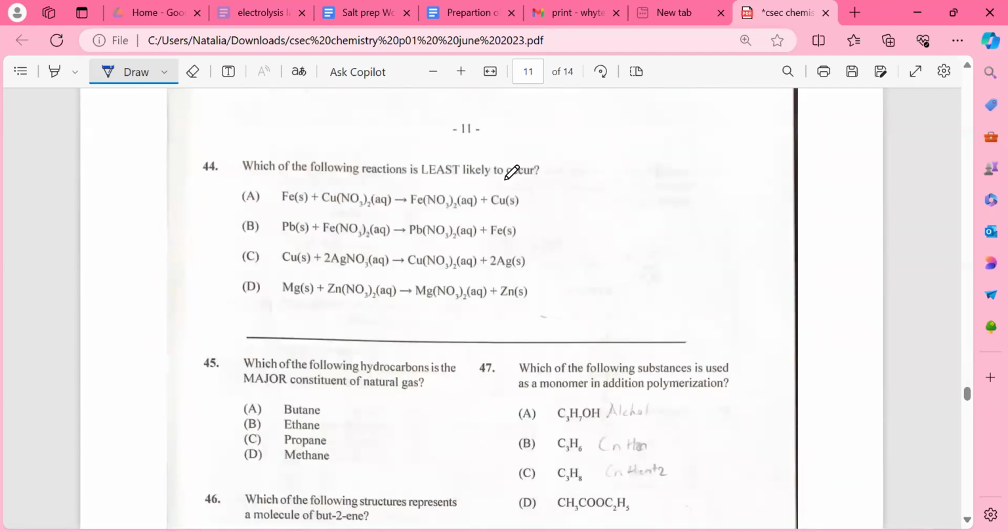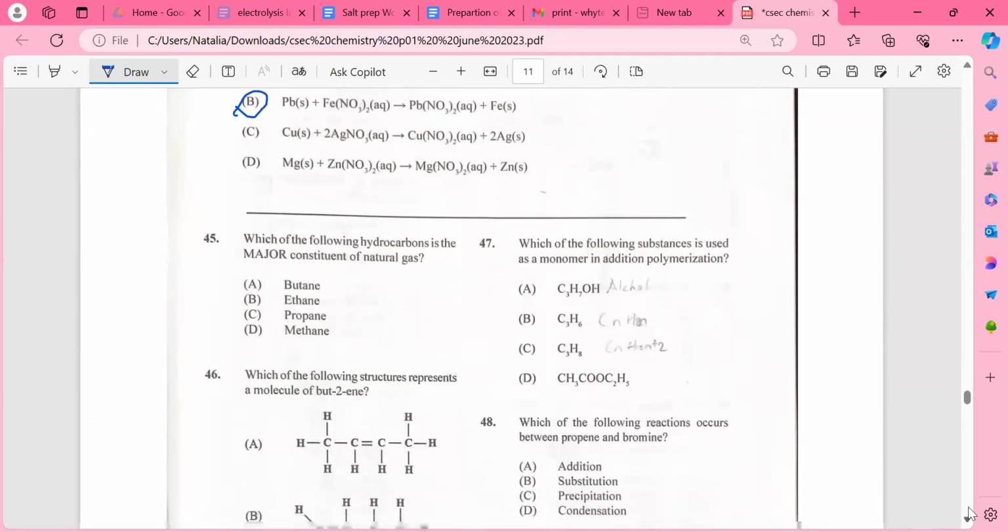Which of the following is least likely to occur? So these are displacement reactions. A more reactive metal can displace a less reactive metal from its compound. So iron is more reactive than copper. Lead is below iron in the reactivity series, so lead is less reactive, so this reaction will not occur.